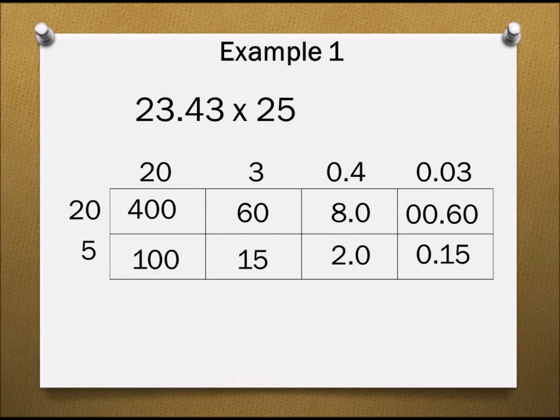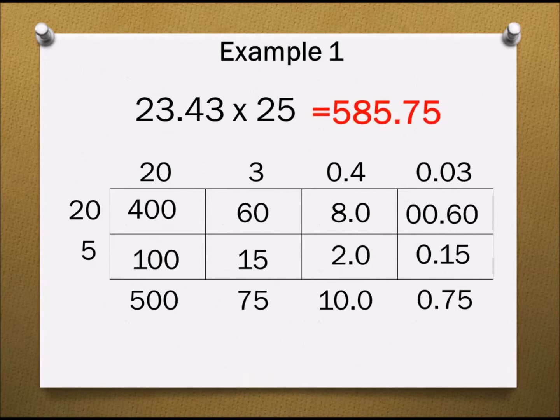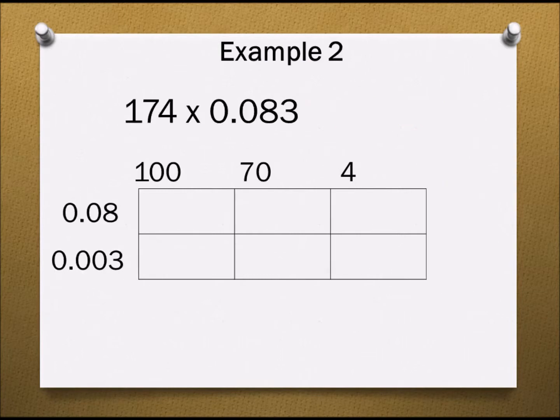Now we're ready to add up the columns. So 400 plus 100 gives us 500. 60 plus 15 gives us 75. 8 plus 2 gives us 10. 0.60 plus 0.15 gives us 0.75. And when we add up all the 4 columns, our final answer will be 585.75.